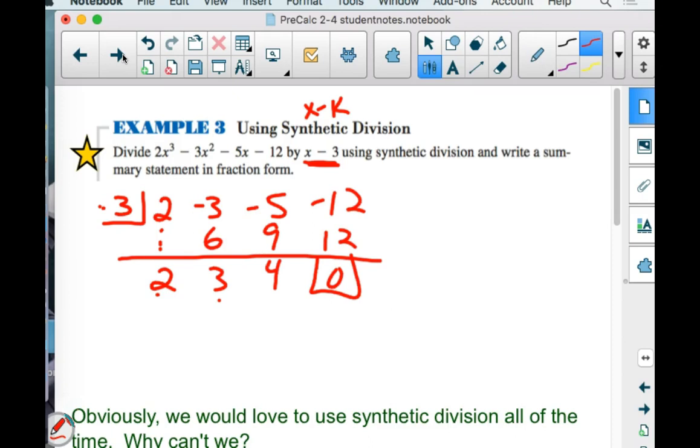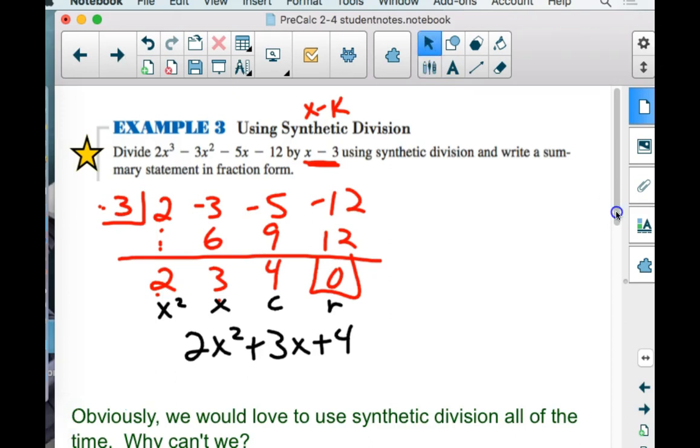Now again, what we have to do is figure out how to write our answer. So we have remainder, constant, x and x squared. 2x squared plus 3x plus 4 would be our answer. So like it said, write a summary statement in fraction form. We really don't have any fractions to put at the end, and that's because we don't have a remainder, which is what we like to see.